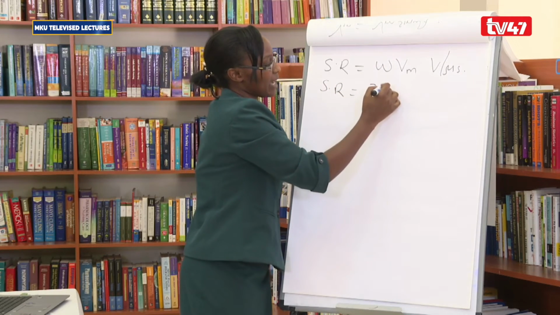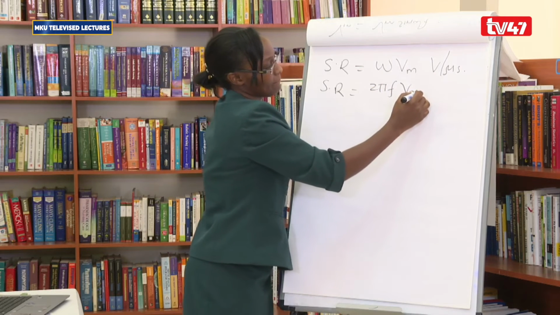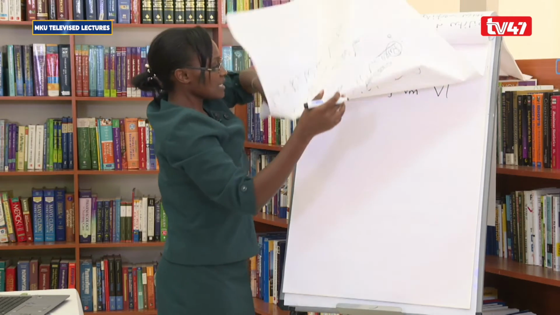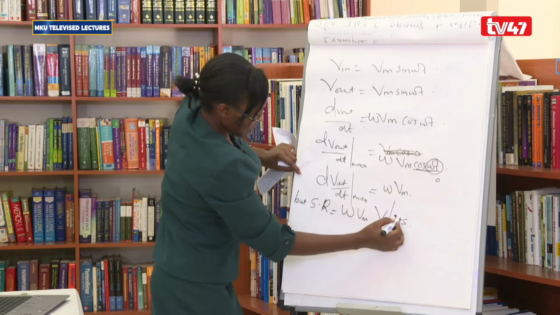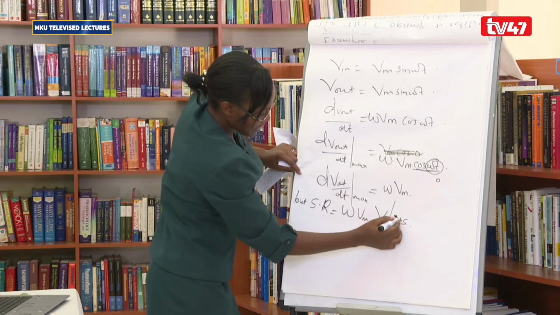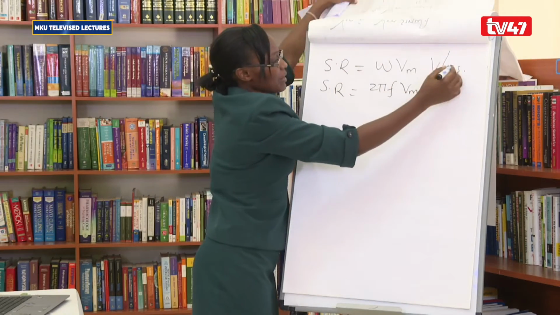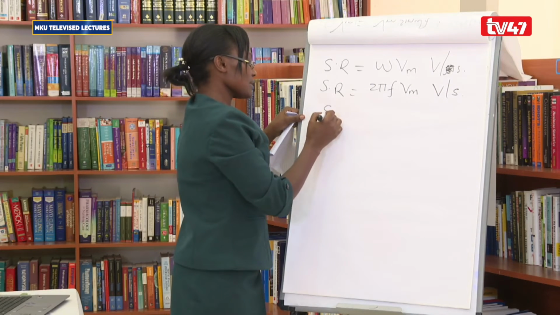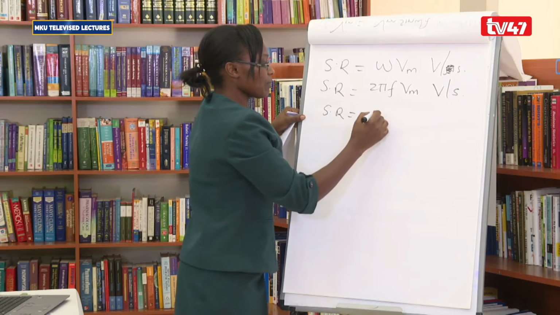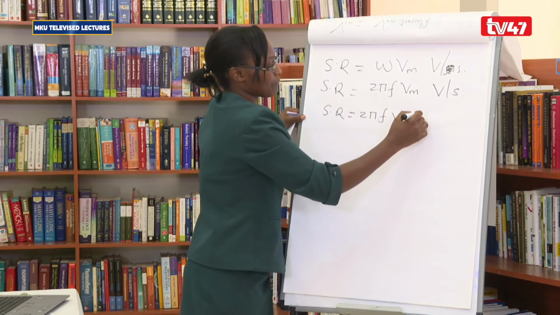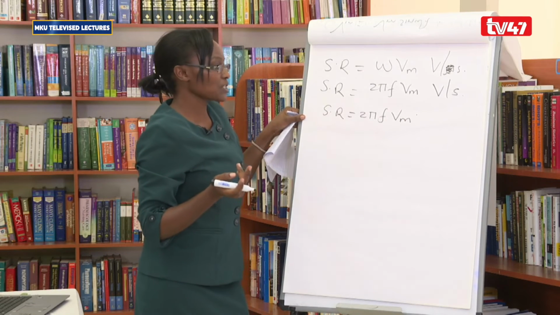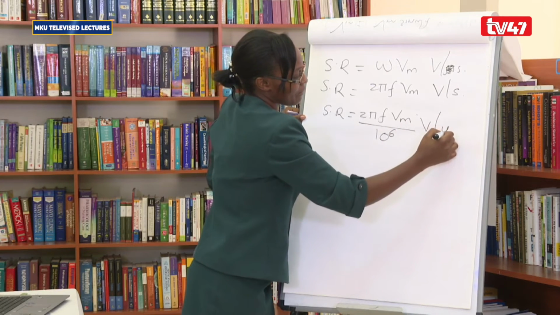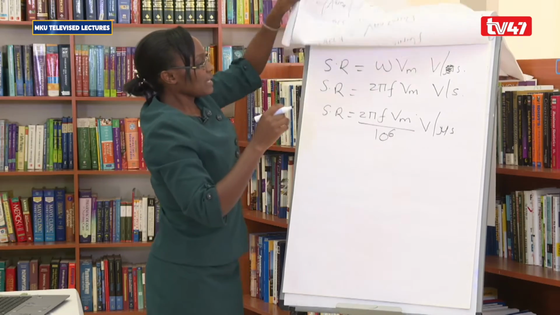Omega we know is 2 pi f, so this is 2 pi f Vm. Sorry, from the previous step, this was supposed to be per second, because we had divided with dt. So when we come here, it still remains volts per second. So we can say slew rate is equal to 2 pi f Vm, and because we are talking of volts per microsecond, we divide this by 10 raised to 6.